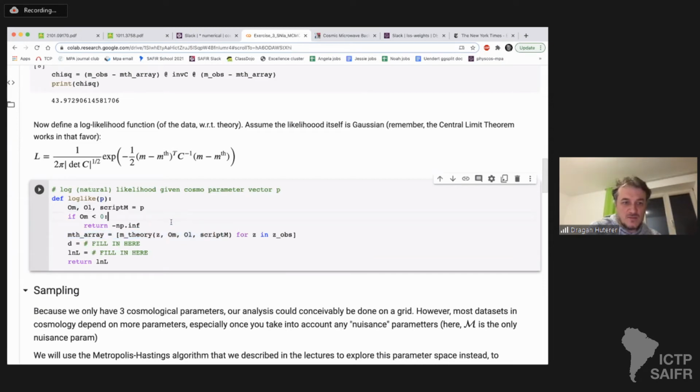you fed parameters here, so z obs is unchanging. It's always the same set of redshifts corresponding to my data, right? And m obs is also unchanging. What's changing is the theory. So here I feed in theory. p is the theory parameters, and I want to get the log of a likelihood, ln of a likelihood. So what's ln of this likelihood?